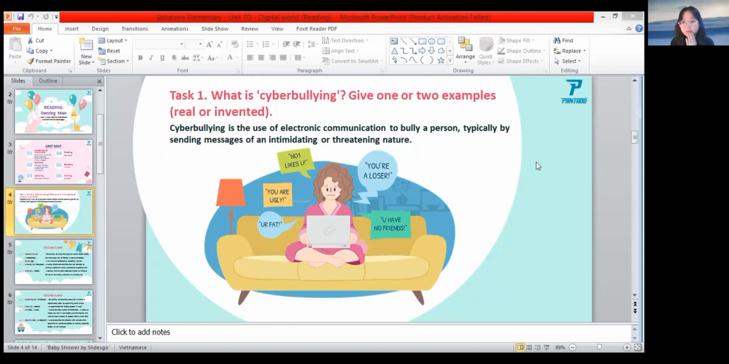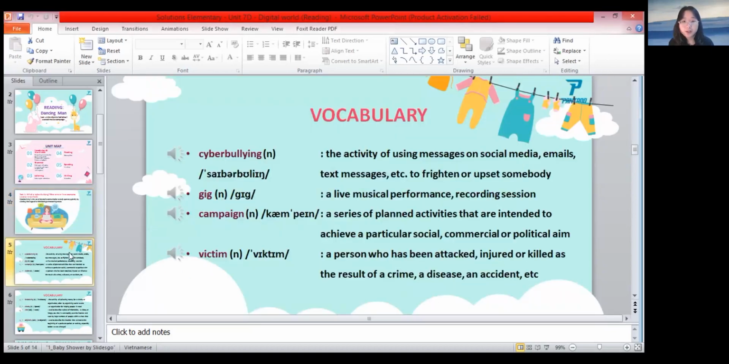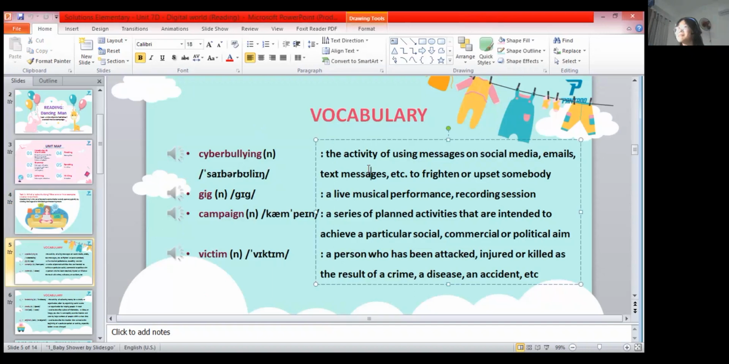Yes, right? Now we're going to learn some vocabulary related to today's topics. The first word is cyberbullying. Can you pronounce it for me? Cyberbullying. You understand cyberbullying? Yes. Good. The second word is gig. Gig is a live musical performance recording session.